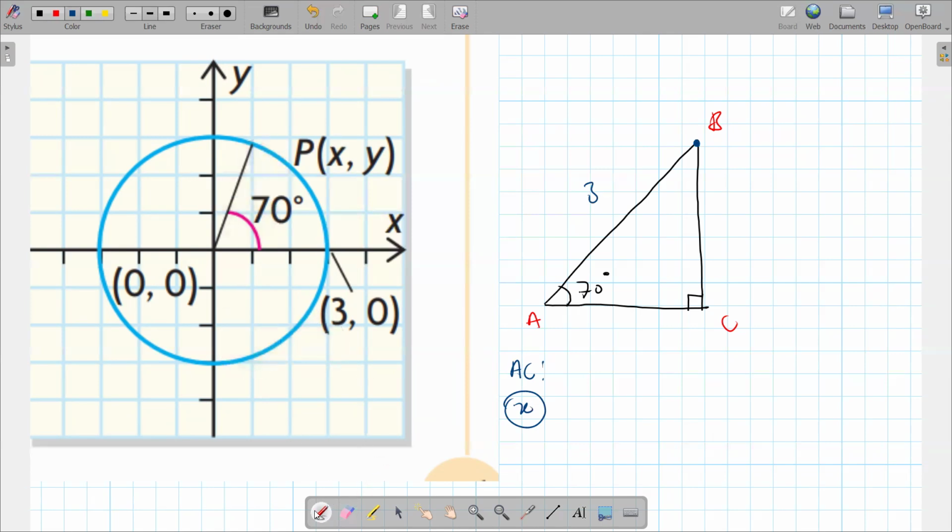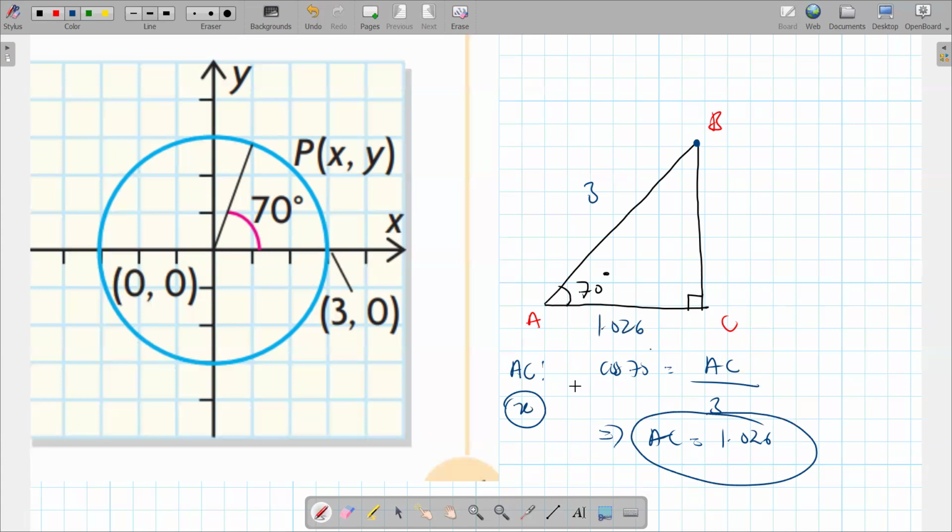How do we find AC? Sine, cos, tan, or something else? Look at what you're given and what you need. We use cosine. So cosine of 70 degrees is equal to the adjacent divided by the hypotenuse. So your AC is 3 times cosine of 70, which is 1.026.